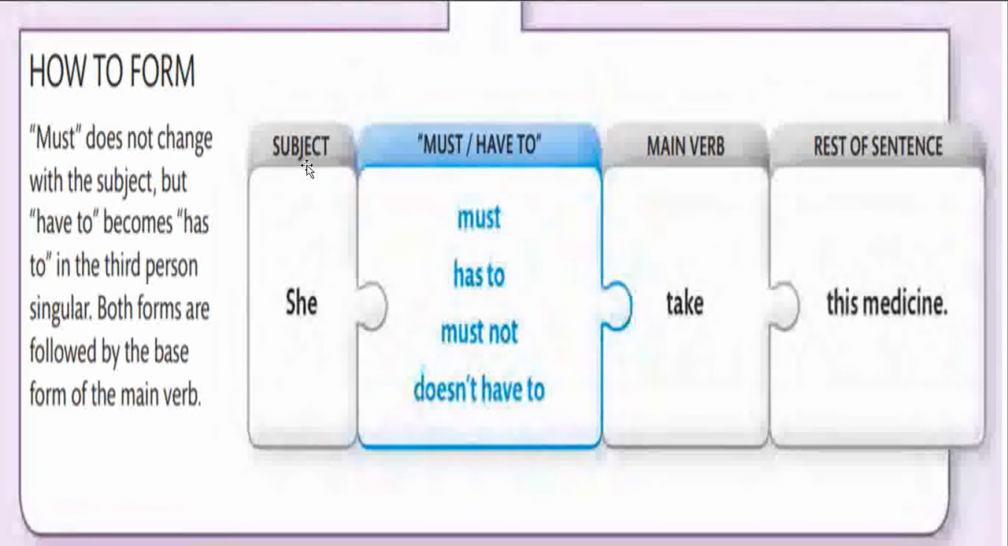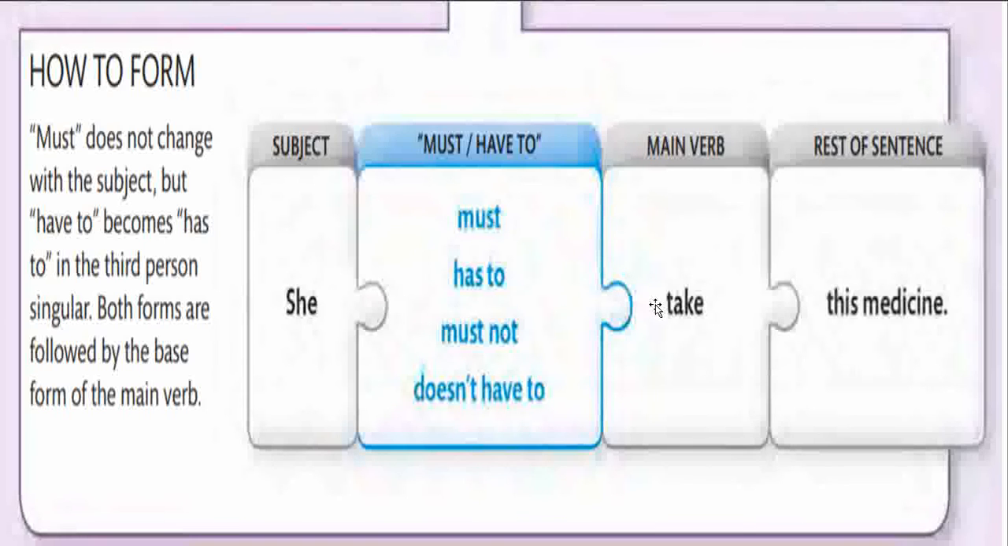Now let us see the structure. We have the subject. For the subject, we are taking the third person singular, that is she. Then we have either must or have to. Then we have the main verb, that is, we are taking the word take, and then the rest of the sentence, however you want to complete the sentence. Let us now construct the sentence and see how it works.